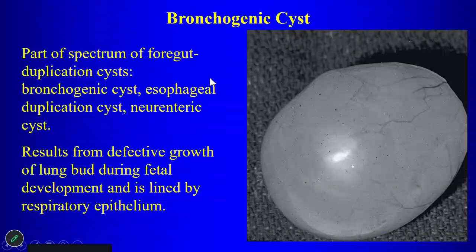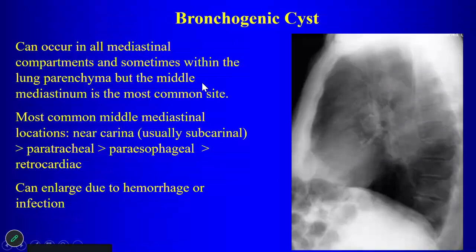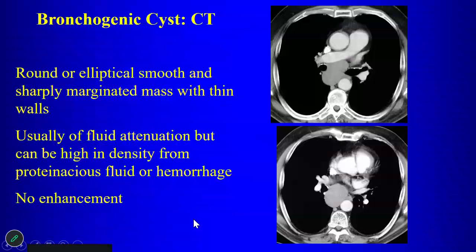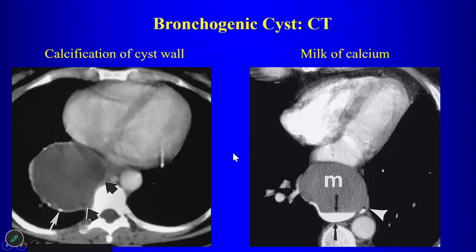We've covered these before, so I won't go through this in any great detail about what you need to know about these bronchogenic cysts. Turns out they can occur in all mediastinal compartments, although they're most common in the middle mediastinum, and they might enlarge due to hemorrhage or infection. So usually it's a round subcarinal mass that's well marginated. On CT, it may be fluid attenuation, or as in this case, can be higher than fluid attenuation, but it should have very smooth walls. There should be no enhancement. So that's what we see with bronchogenic cysts.